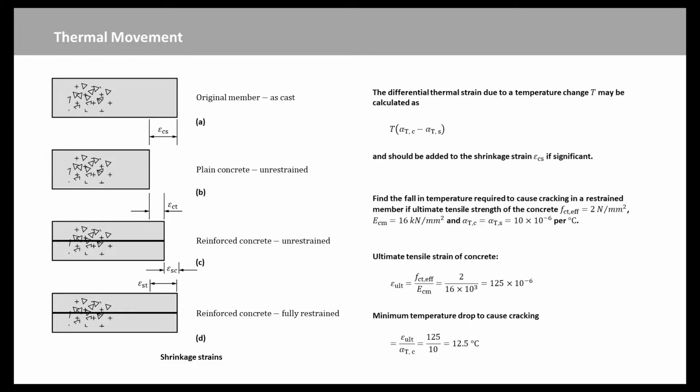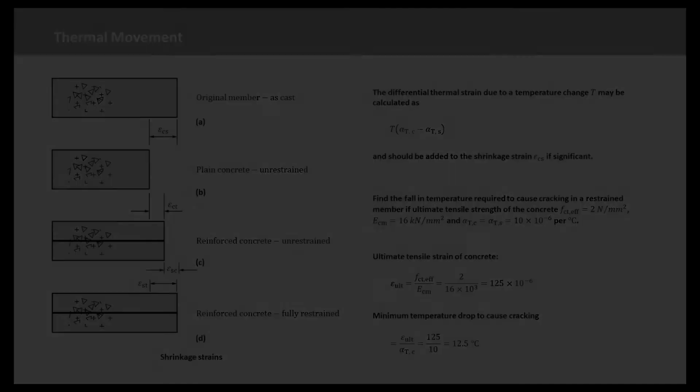Now we can use an example to illustrate the thermal shrinkage. Find the fall in temperature required to cause cracking in a restrained member if ultimate tensile strength of the concrete FCT effective, ECM, and alpha Tc equal to alpha Ts. Ultimate tensile strength of concrete epsilon ultimate equal to 125 times 10 power minus 6. Then minimum temperature drop to cause cracking is equal to 12.5 Celsius.